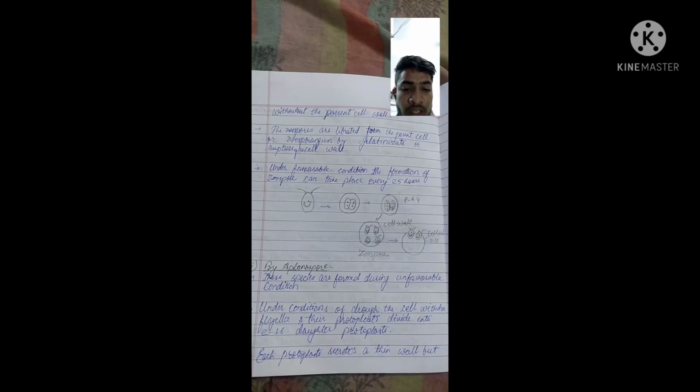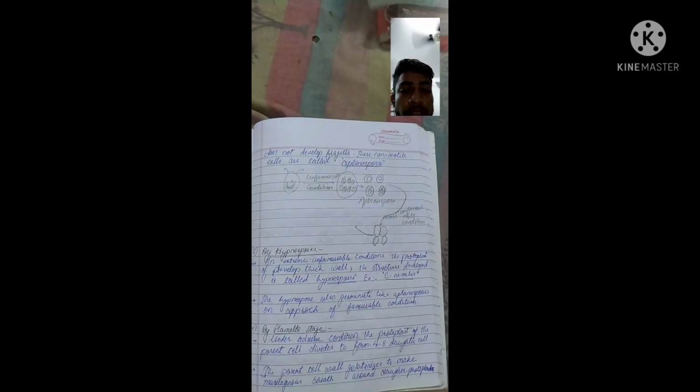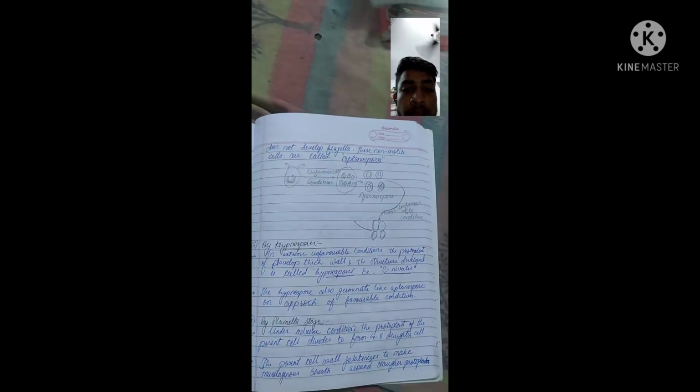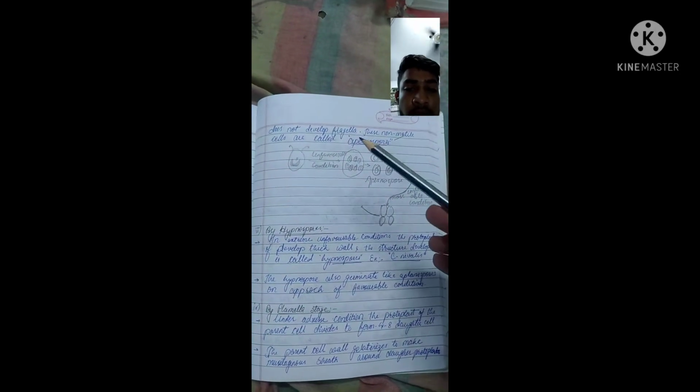Each protoplast cell secretes a thin wall but doesn't develop flagella. The non-motile cell with wall is called an aplanospore, which is also seen in the form of the image.